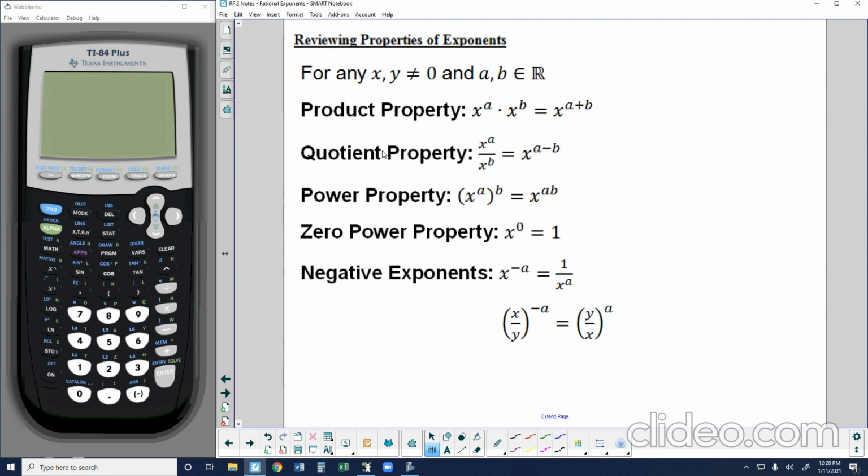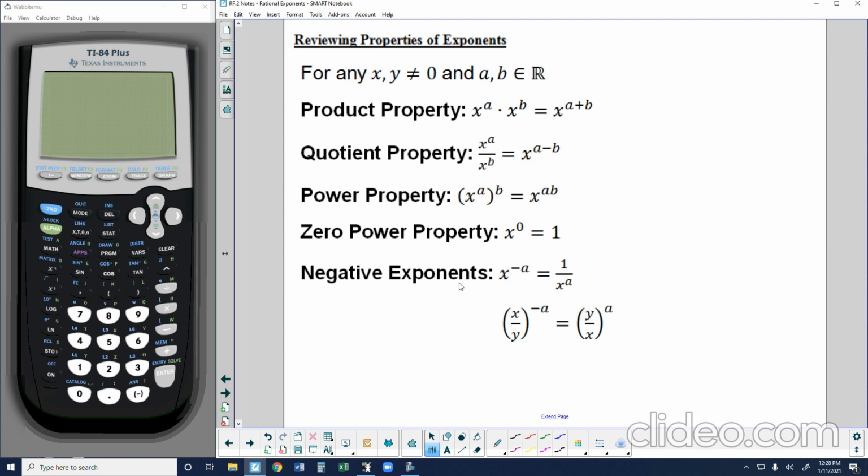The quotient property tells us that if I have two bases that are the same and I divide those two terms from one another, I can subtract their exponents. The power property: if I have a base to a power, x to the a power, and I'm taking that expression to the b power, I can multiply the exponents together. The zero power property tells us that any term to the 0 power is always going to be 1.